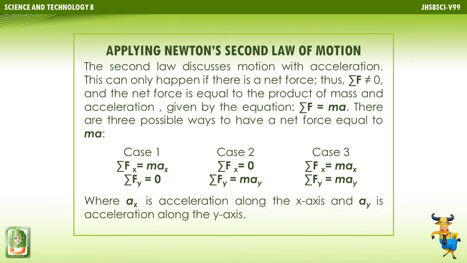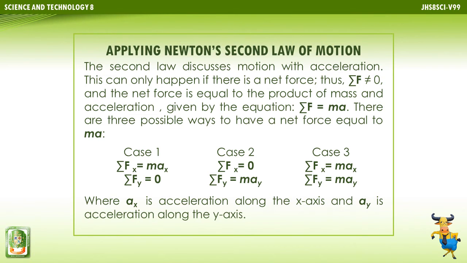There are three possible ways to have a net force equal to m times a. Case 1. Summation of Fx equals m times a sub x, and summation of Fy equals 0. Case 2. Summation of Fx equals 0, and summation of Fy equals 0. Case 3. Summation of Fx equals m times a sub x, and summation of Fy equals m times a sub y, where a sub x is acceleration along the x-axis and a sub y is acceleration along the y-axis.